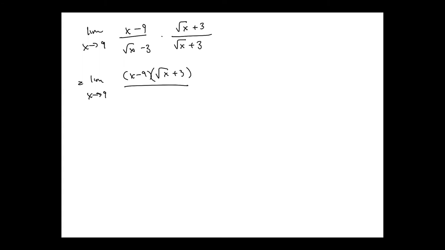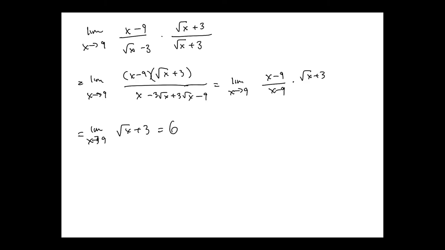Okay, what do I get if I multiply out the denominator? I get root x times root x, which is x. I get minus 3 root x. I get plus 3 root x. And I get minus 9. And if I simplify, what do I get? X minus 9 over x minus 9 times root x plus 3. What cancels? And we're exactly back to where we were before. Okay, so there was more than one way to skin the cat in this case.